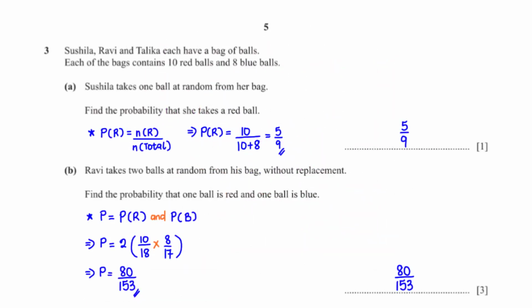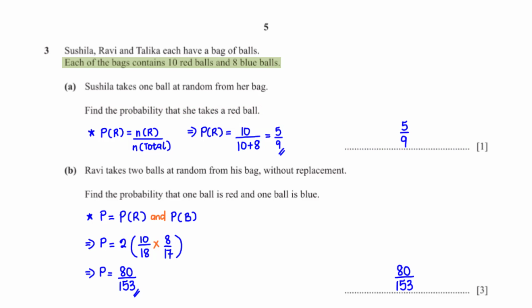Sushila, Ravi and Talika each have a bag of balls. Each of the bags contains 10 red balls and 8 blue balls. Sushila takes one ball at random from her bag. Find the probability that she takes a red ball. This probability is equal to the number of red balls in her bag, which is 10, divided by the total number of balls, which is 10 plus 8. This gives us 5/9.